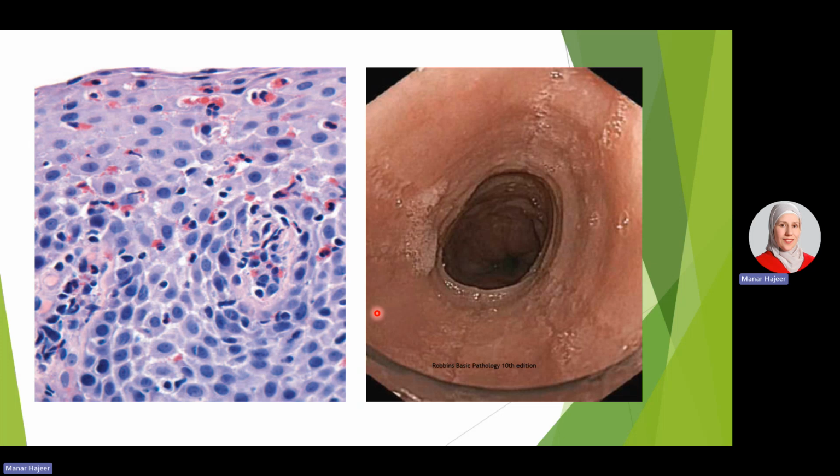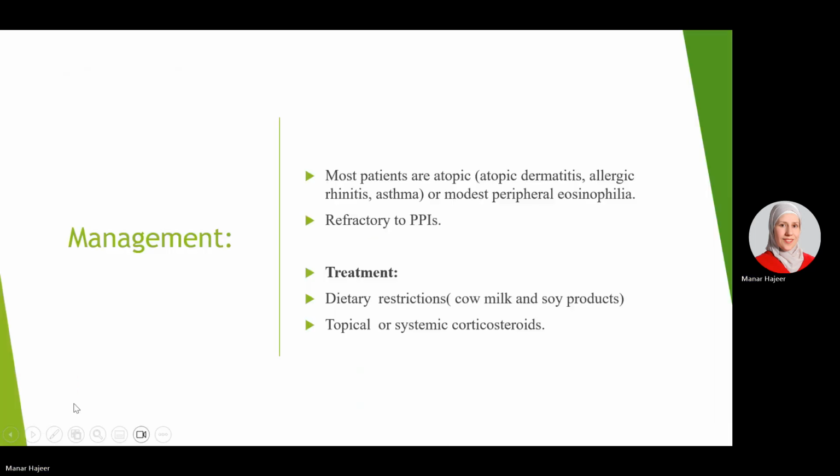As you can see here, this is from the endoscopic picture. We can see the rings in the esophagus, which can cause the symptoms of dysphagia for the patient and food impaction. And as you can see here, there are a numerous number of eosinophils with eosinophilic granules infiltrating the squamous epithelium.